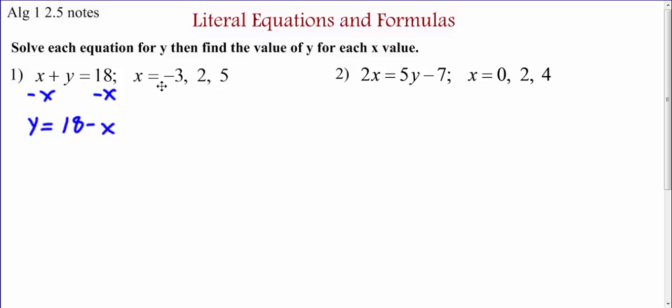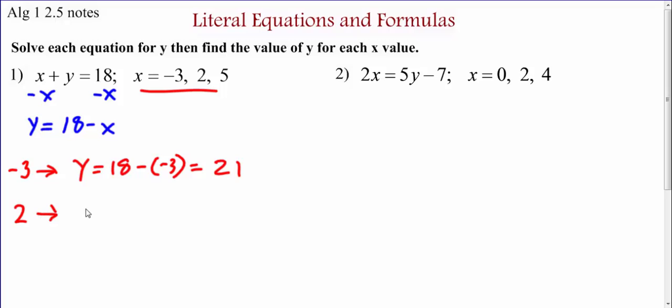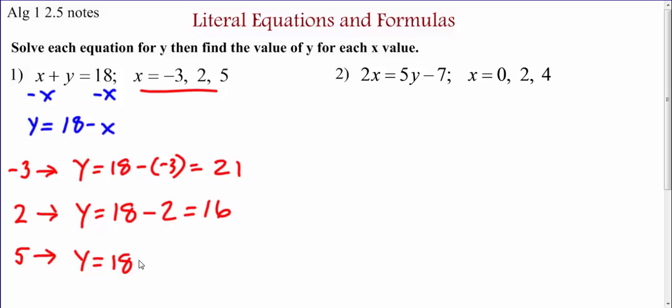All right, that's the first part. That's easy. Now what we need to do is go ahead and evaluate for these three different values of x that you see over here. So the first one at negative 3, we could say y equals 18 minus negative 3. And that, of course, would give us 18 plus 3, or 21. And we would continue on and evaluate at the other two values as well. For 2, we'd have y equal to 18 minus 2, which would be 16. And then finally for 5, y would be 18 minus 5, or 13.